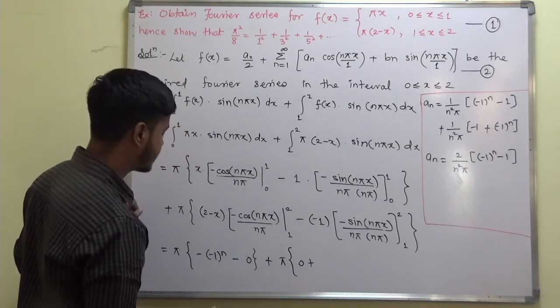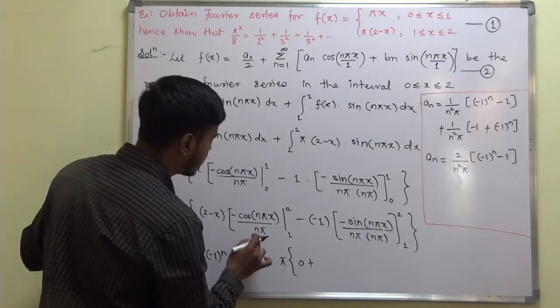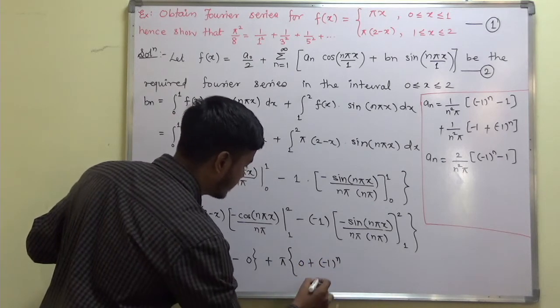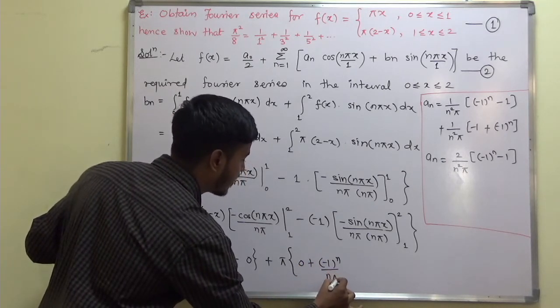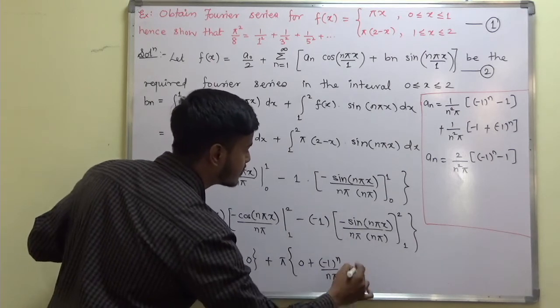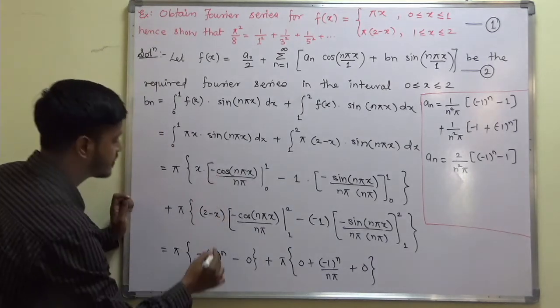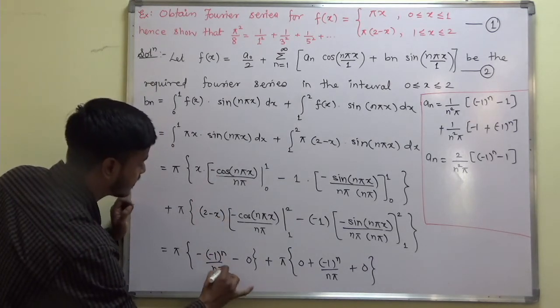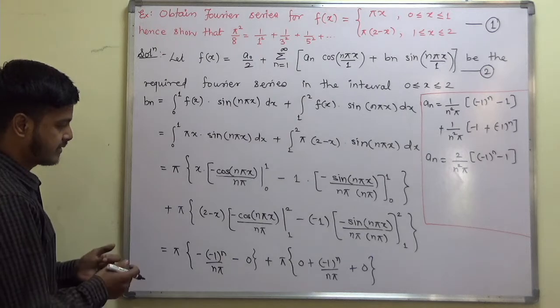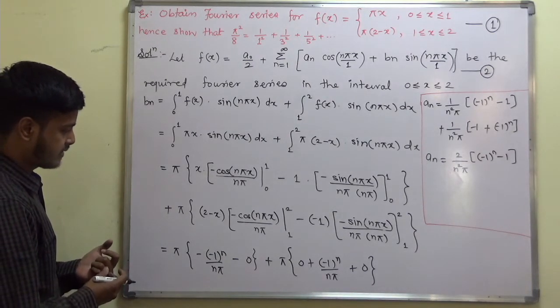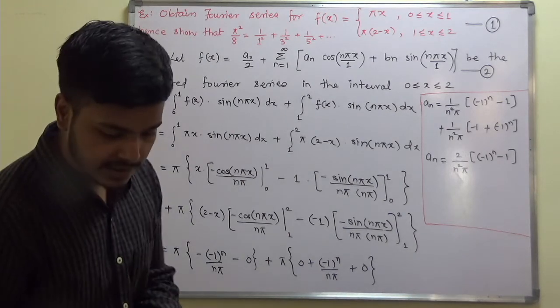So what does this n pi give you? This n pi gives you minus 1 to the power n upon n pi, and all these values will get 0. Okay, here also we have n pi. Clear? So this is minus of, so what are we getting?